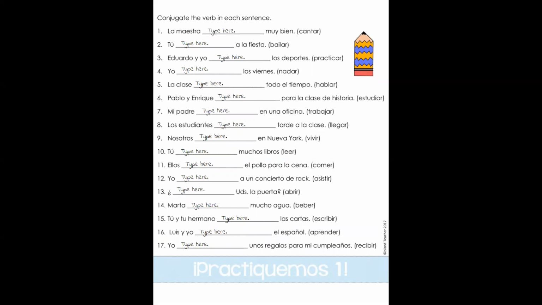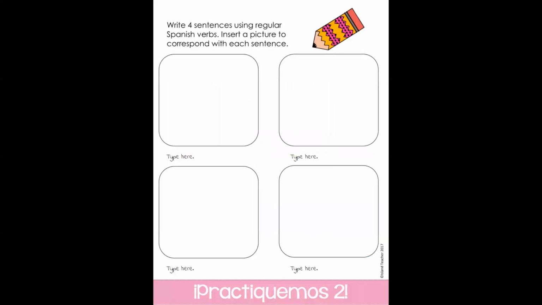Here are some examples. Conjugate the verbs in the sentences. I'll post an answer key tomorrow. Here's some more practice. Write 4 sentences using regular Spanish verbs and insert a picture to correspond with each sentence. Okay, that's it for this video.